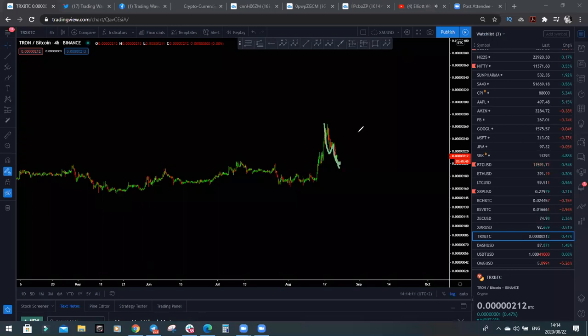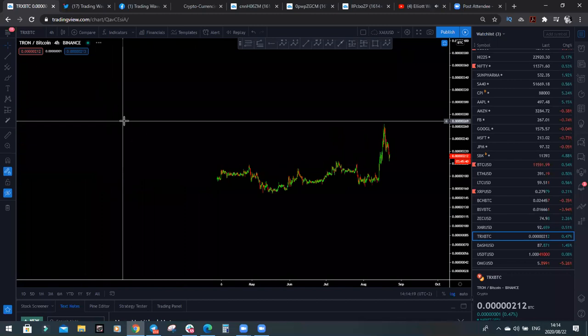It's going to continue to the downside. If it's going to continue to the downside, we need to see this one giving us a deeper corrective structure for downside. Let's look at the bigger structure here on Tron.